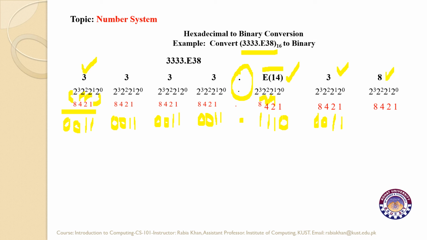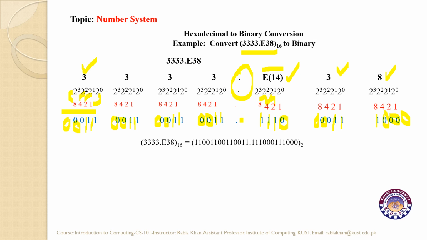And the last number is 8. So how can you generate 8? Only the fourth bit is enough to generate 8. So we keep it as 1 while the first 3 bits are kept as 0. So this is how we converted the given hexadecimal number to its equivalent binary number.